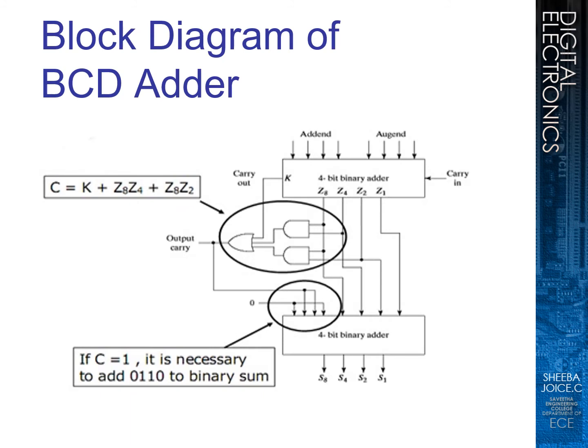This is the block diagram of the BCD adder. We can see they have used two 4-bit binary adders. In the first 4-bit binary adder, we add the augend and addend and we get the sum as Z1, Z2, Z4 and Z8. But this sum we cannot take as such because BCD adjustment has to be made. If the sum is going to be greater than 9, we need to add 6 to it.